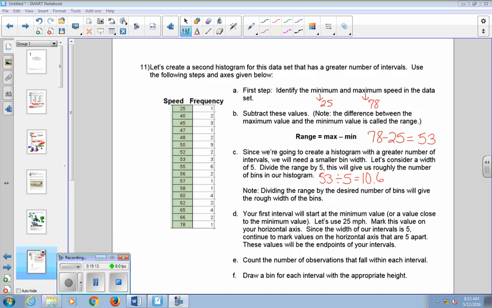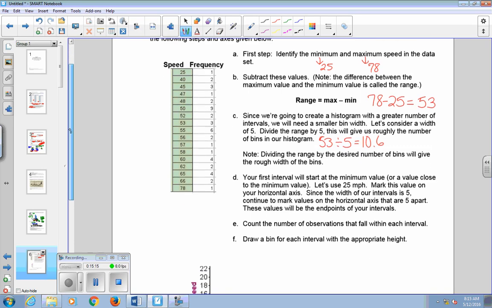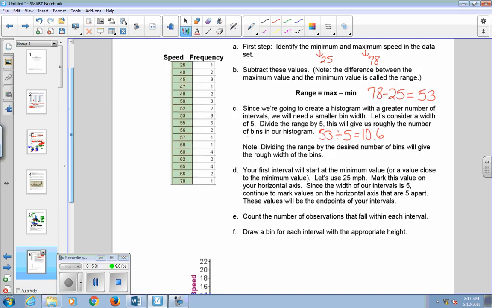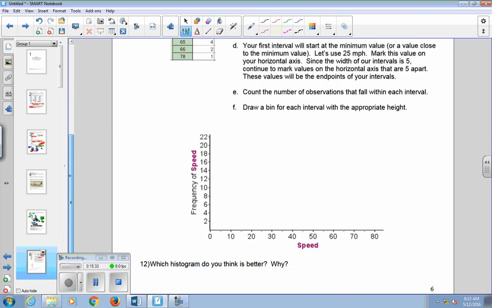All right, so in part D, our first interval is going to start at our minimum value, or a value pretty close to that. Let's use 25 miles per hour. So we're going to mark this value on our horizontal axes. And since the width of our intervals is 5, we're going to continue to mark the values on the horizontal axes that are 5 apart. These values are going to become the endpoints of our intervals. So here's 25. I'm going to make a mark at 30, 35, 40. Keep going, they're all 5 apart. Fortunately, our axes has these marked for us already.